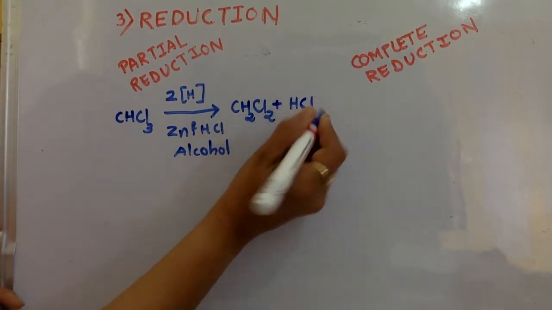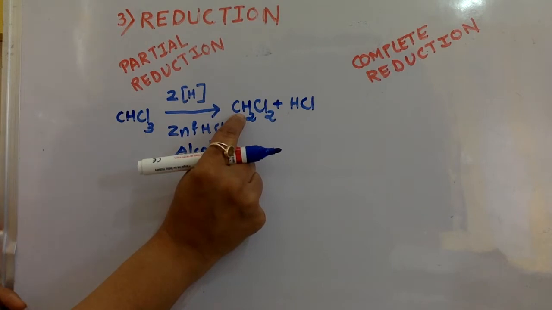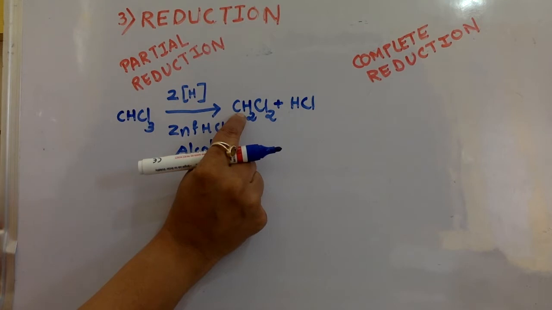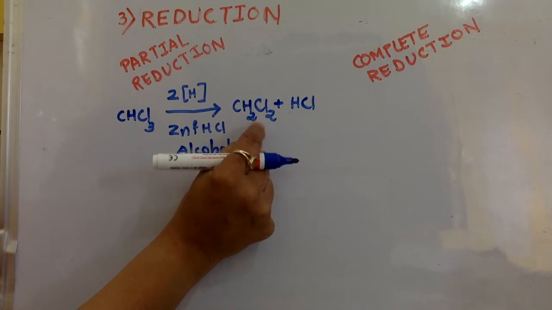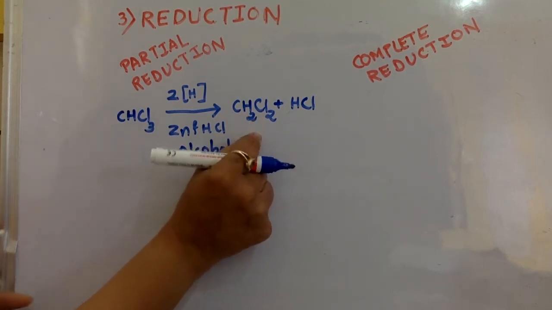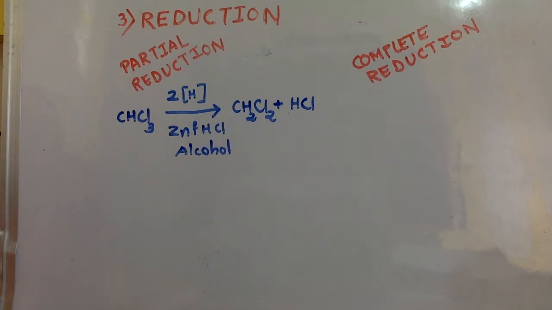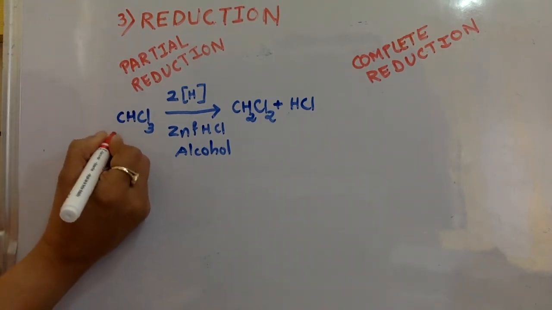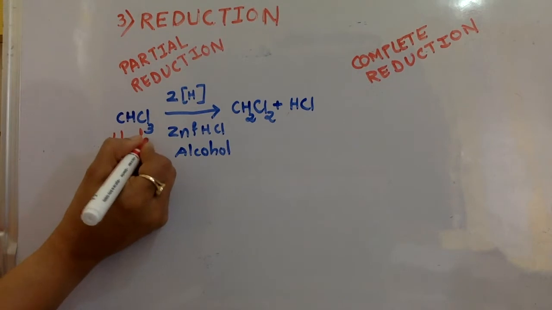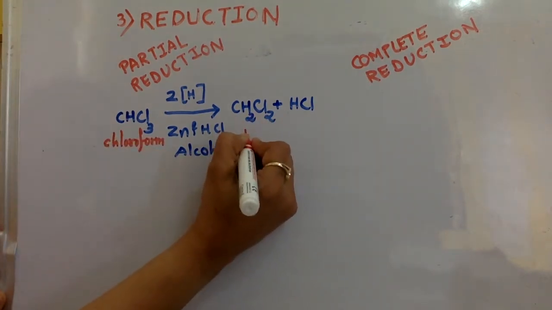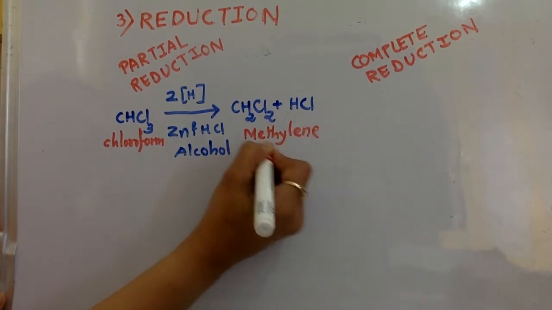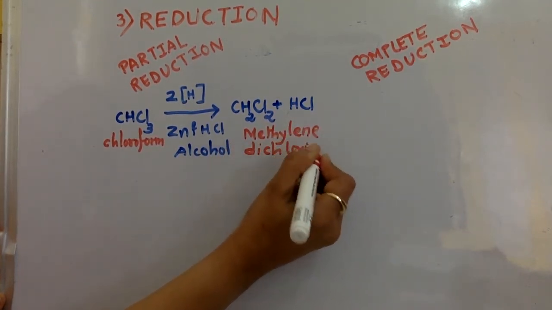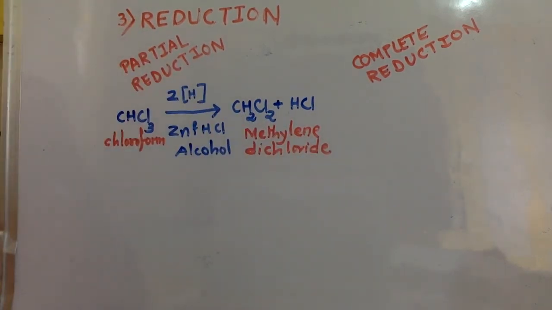And you know, students, addition of hydrogen is reduction, and removal of, listen carefully, I am not saying removal of oxygen, there is no oxygen here. Removal of any electronegative atom is also reduction. So chloroform, let us just name them. Chloroform on partial reduction gives methylene dichloride.